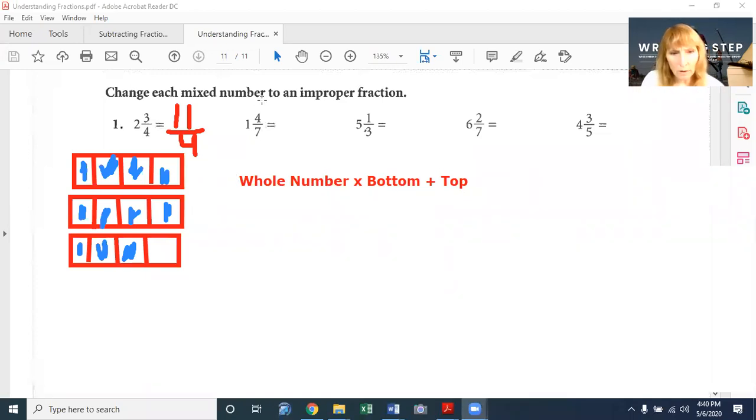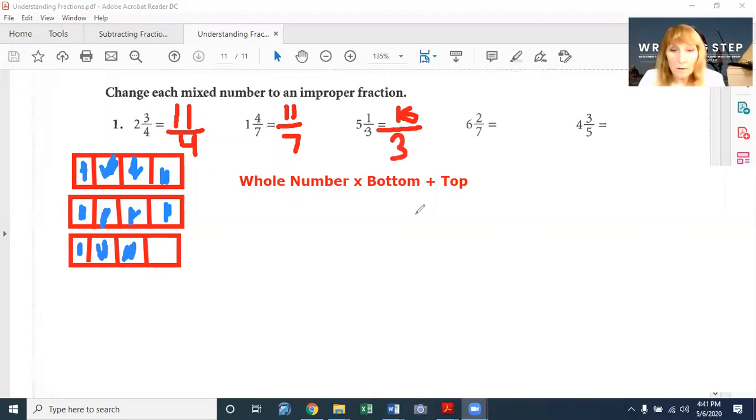So the next one, 1 4/7, you're going to take the whole number 1, times the bottom, 7. 1 times 7 is 7. And you're going to add the top. 7 plus 4 is 11. And then the bottom number is going to stay 7. Okay. Let's try this one. 5, whole number times the bottom, 3. 5 times 3 is 15. Plus the top number is 1 more, so 16. So 16, and the bottom number is going to stay thirds.